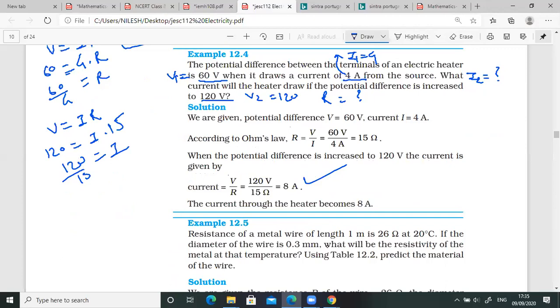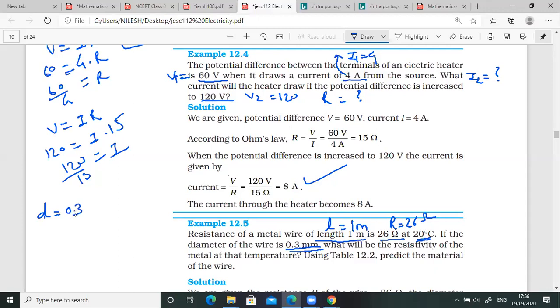Yes, sir. Next, resistance of a metal wire of length 1 meter. So what is given? Length L is 1 meter. Resistance R is equal to 26 ohm at 20 degrees. Means the temperature is given. If the diameter of the wire is 0.3 mm, diameter is given. Diameter is 0.3.